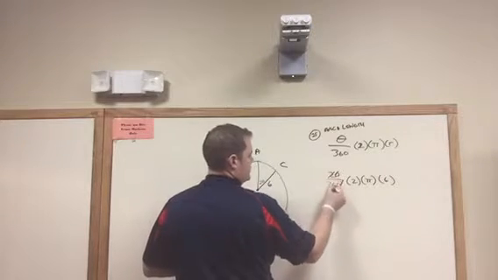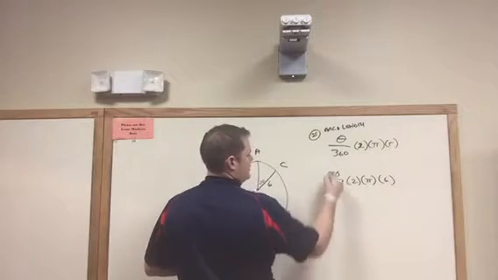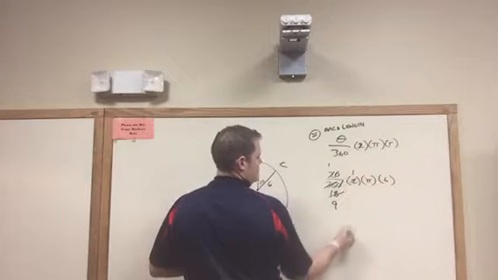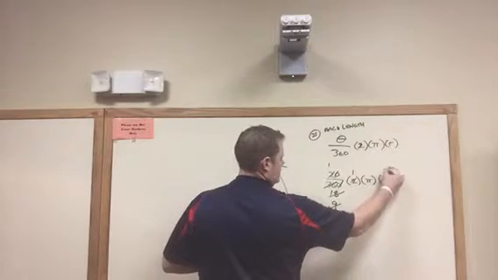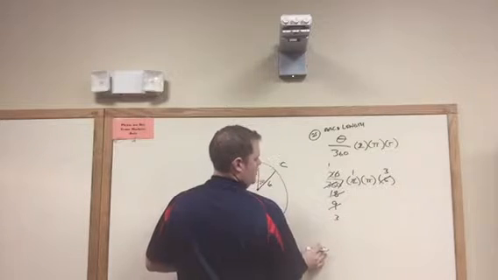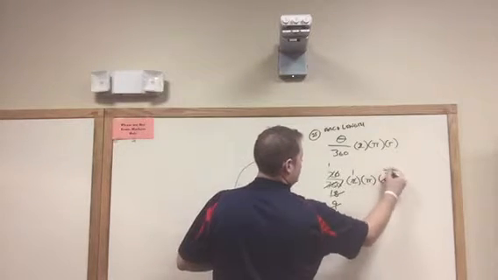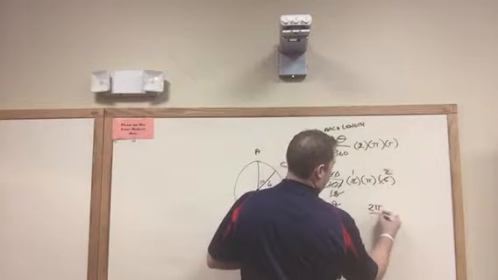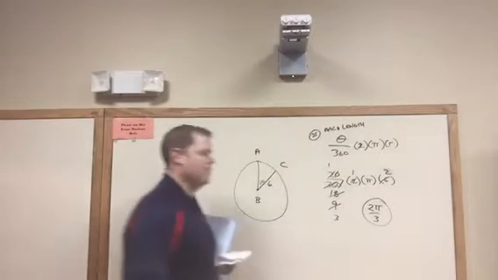Cancel. 2 goes into this 18 times. 2 goes into 9 times. I'm sorry, 2. My bad. So what are we left with? 3, 2, so 2 pi over 3. These are my final answer.